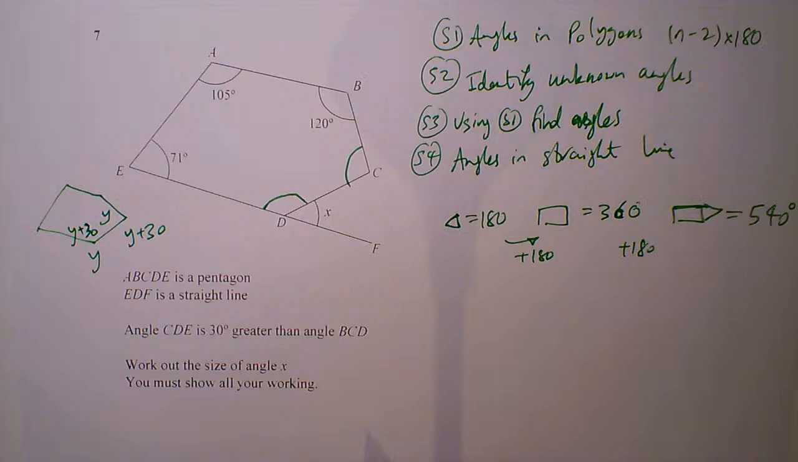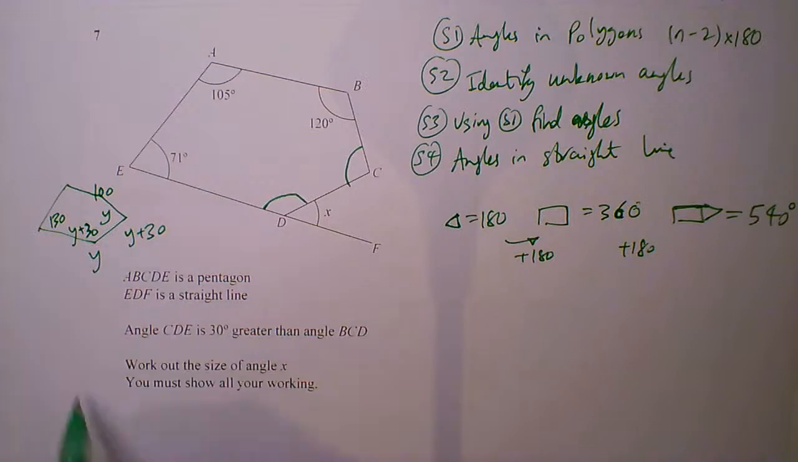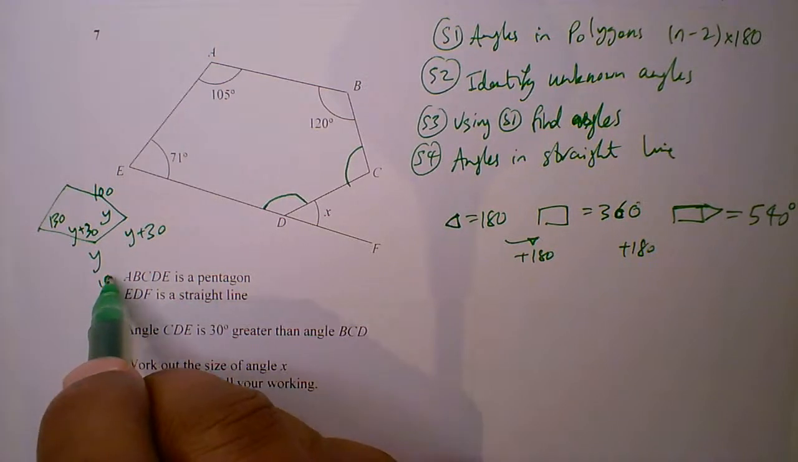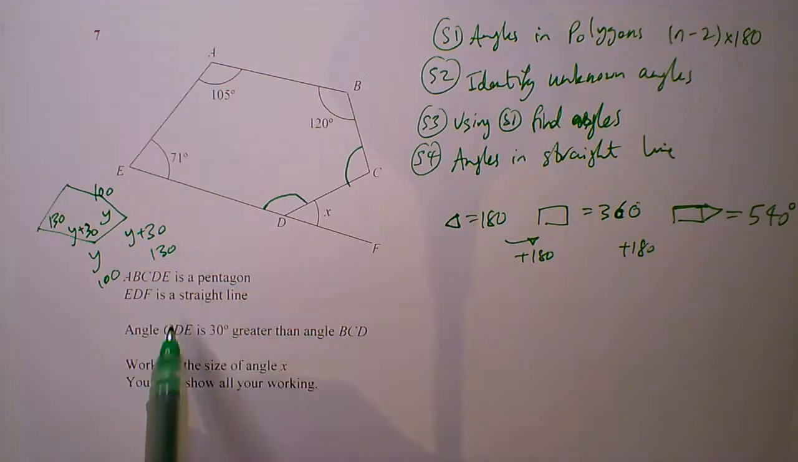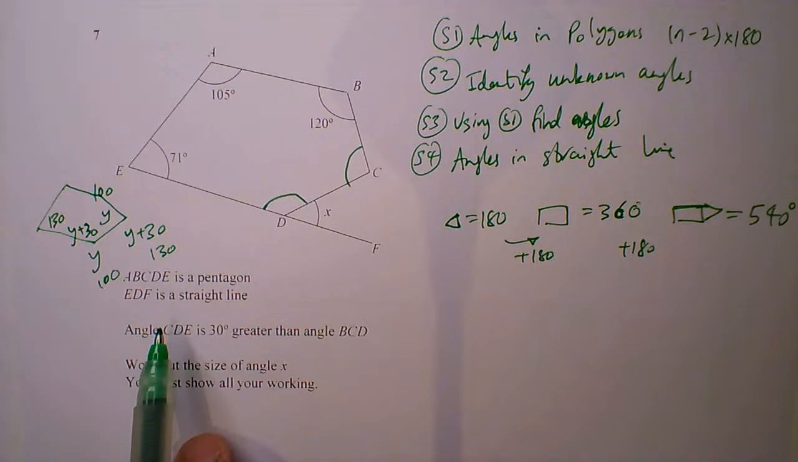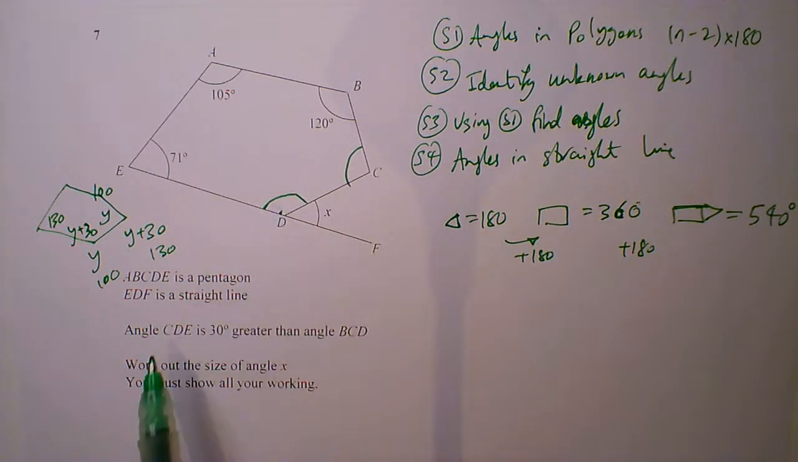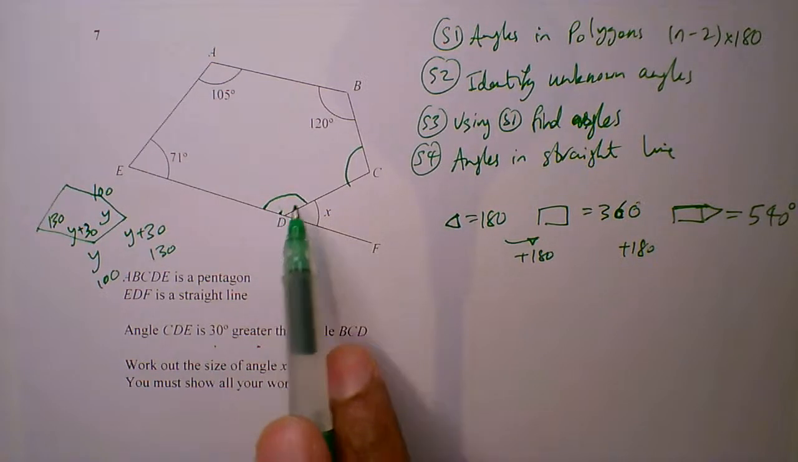Okay, so now I'm just going to put a number there. Let me use a simple number like 100. If this is 100, the other one is 130. So now I'm going to use the numbers to match the wording, and whichever number matches the wording, I can keep, and eliminate the other. So angle CDE is 30 degrees greater than BCD. So this one is bigger than the other one.